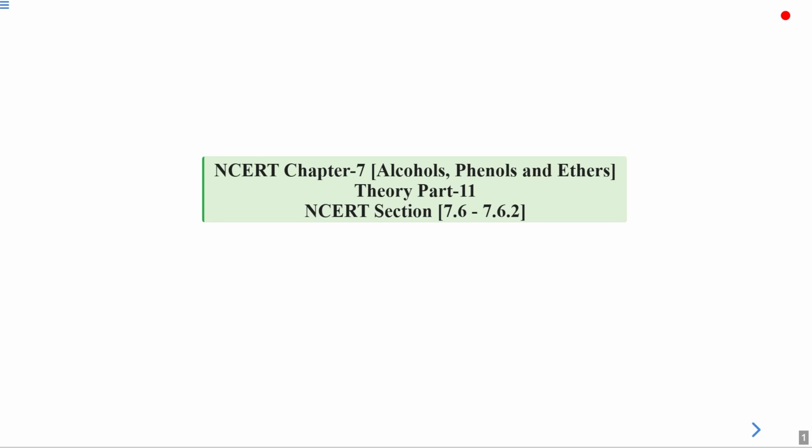Hello students. So let's continue our NCERT chapter 7, that is alcohol, phenols and ethers. And today is the theory part 11.